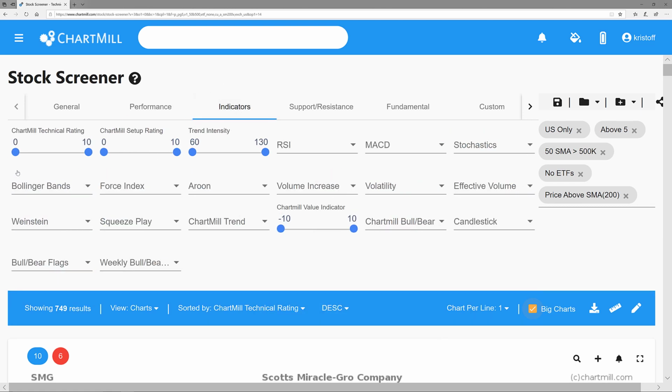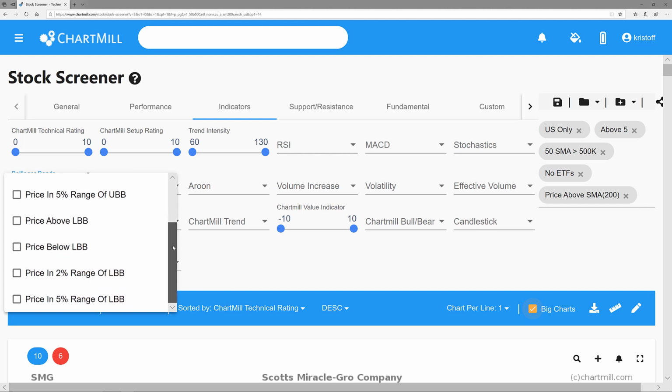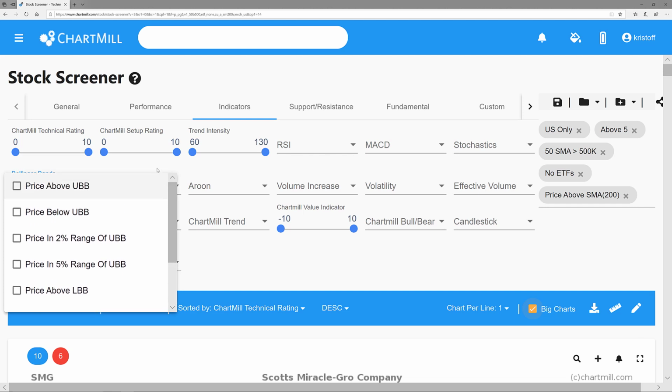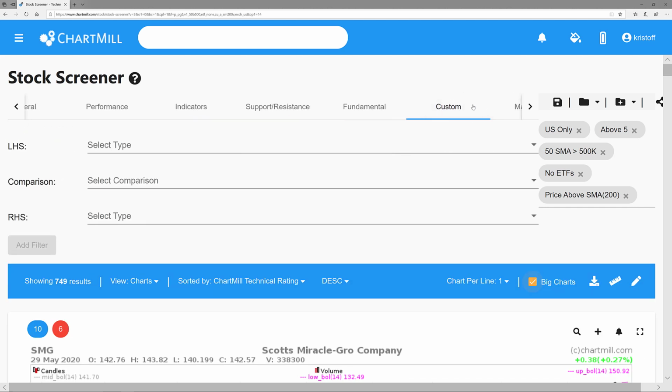Under the Indicator tab, there is already a Bollinger Band section available, but I'm not going to use it for the screen because I want to screen for reversal patterns. And those involve not only the most recent closing price, but also the closing price of the previous day. To define a set of specific rules, I use the Custom tab. This is where all the magic happens.